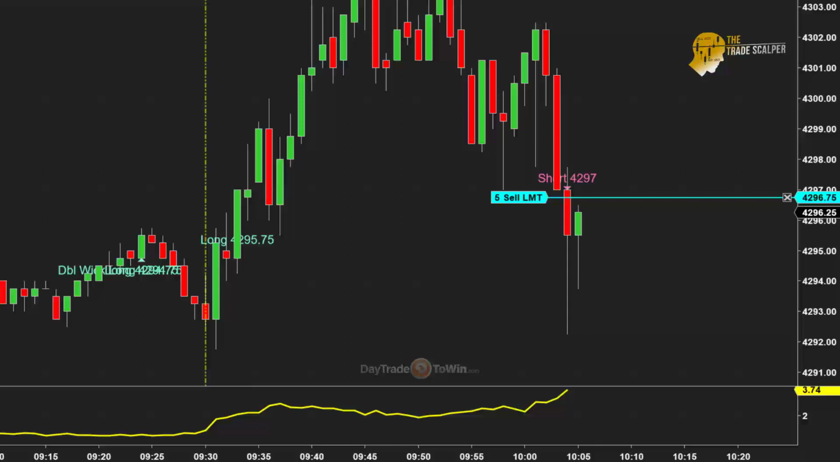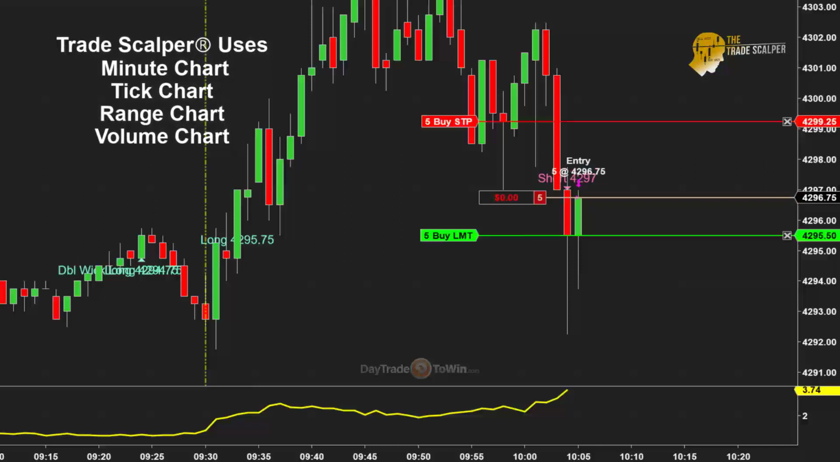Now, a couple of things with that. A 1-minute chart is what I recommend when using the Trade Scalper, but you can use a tick chart or a range chart if you want. And that way, you'll be able to enter immediately. You don't have to wait for the minute to be over.